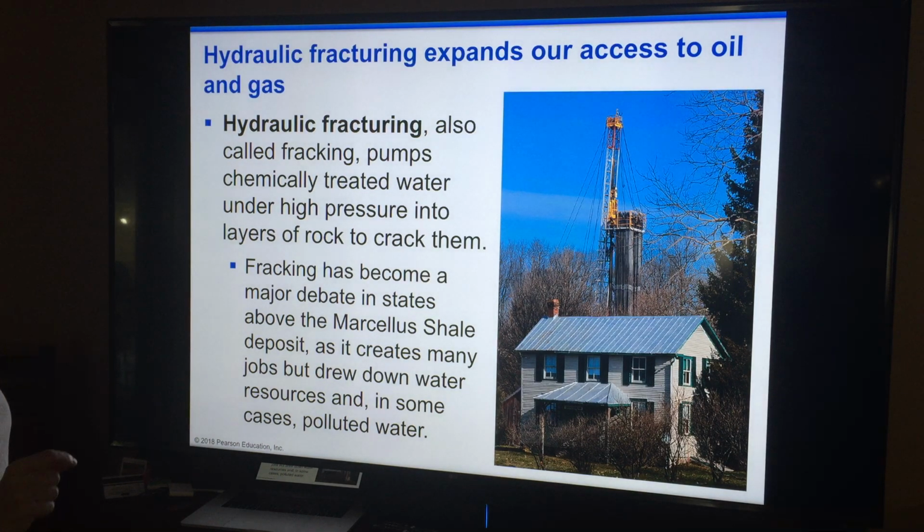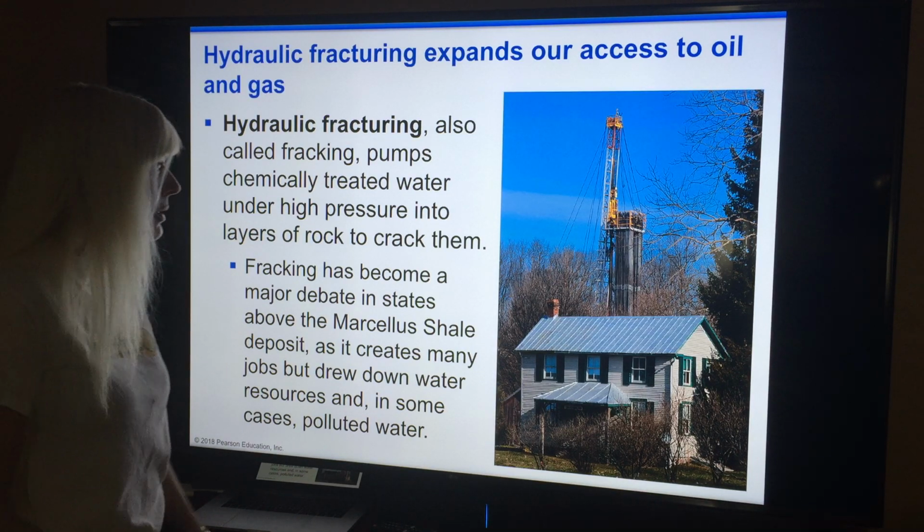It's become a major debate in states above the Marcellus shale deposit as it creates many jobs, but drew down water resources and in some cases polluted the water. So now I have less water and the water I have is polluted. But thank goodness I have a job. Can't we make solar panels, man? I mean, throw up a factory there. Let's do something else.